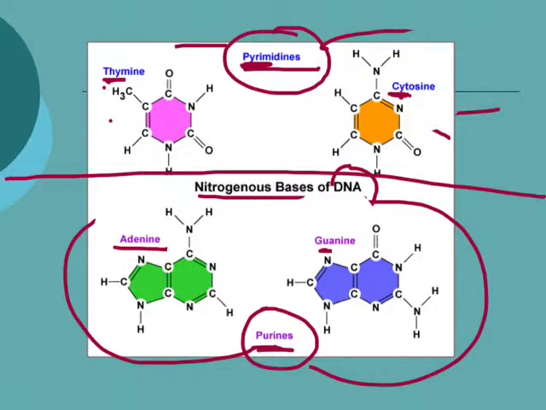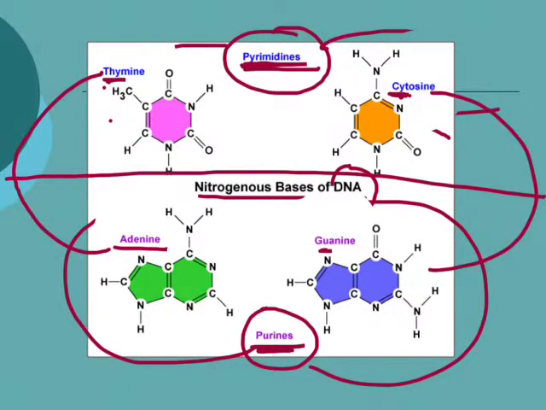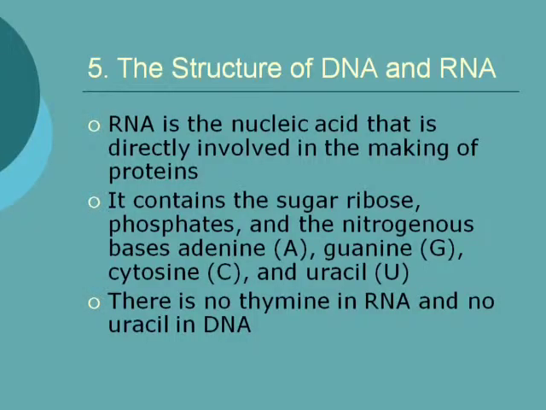But you will have to remember purines and pyrimidines. And also, remember that purines will bond with a pyrimidine. So adenine will bond with the thymine, guanine will bond with the cytosine.